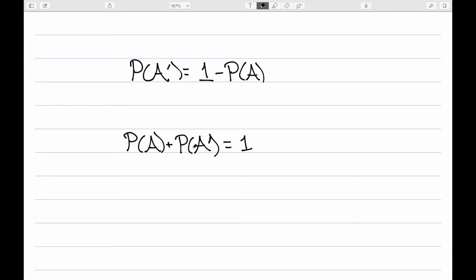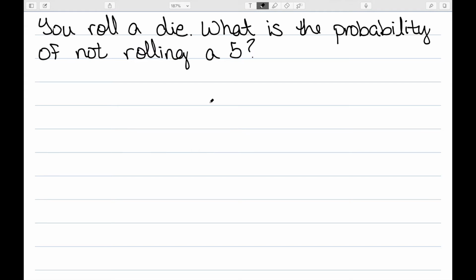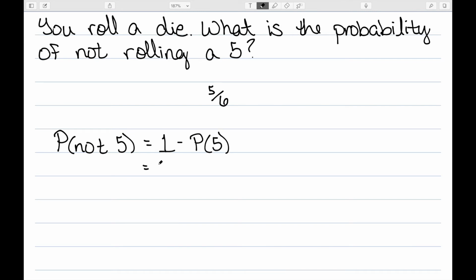Let's do some examples of calculating this probability. You roll a die. What is the probability of not rolling a 5? We may be pretty confident to say that this is 5 out of 6 since there are 5 sides of the dice that are not a 5. But let's think it through with probability of complements. The probability of not a 5 should be equal to 1 minus the probability of rolling a 5. Well, we know there's one side of the dice that has a 5 out of 6 sides. So that gives us 5 out of 6, exactly what we think it should be.